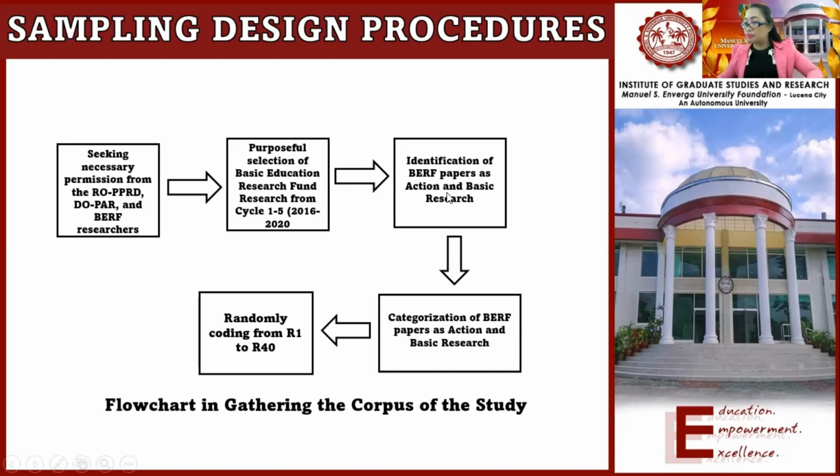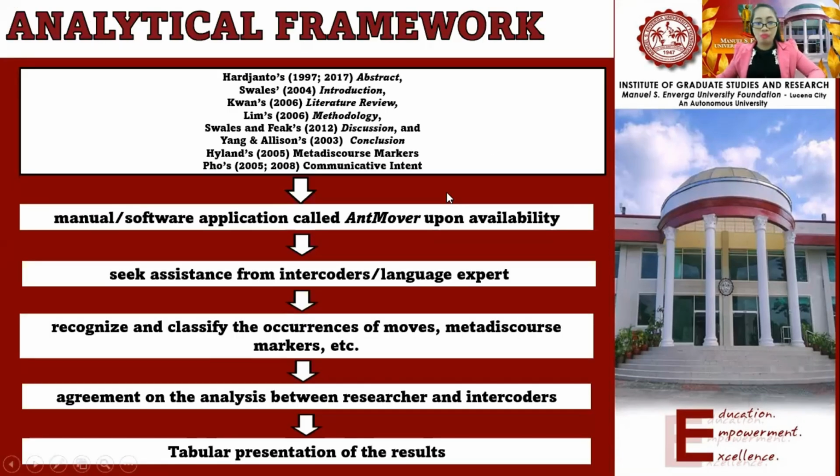Next, for the analytical framework. Several steps will be taken to facilitate genre analysis of research articles granted under the Basic Education Research Fund. So the first step in gathering the corpus is to look for the copy of the completed research paper from BERF cycle 1 to BERF cycle 5.